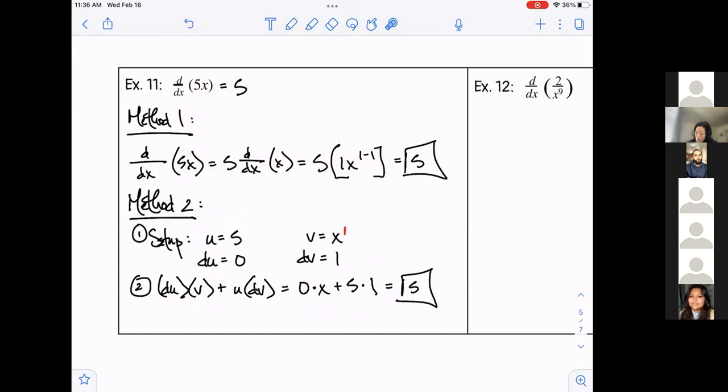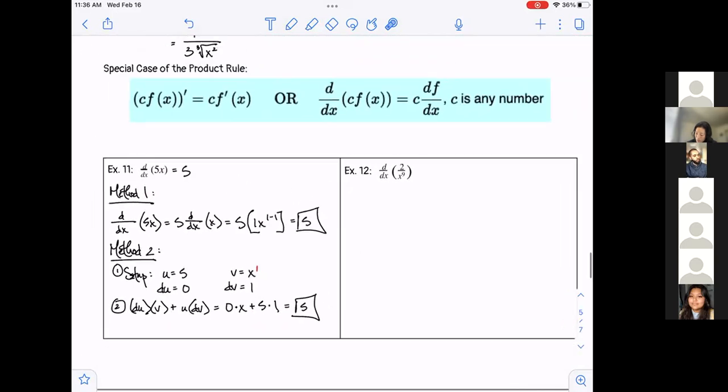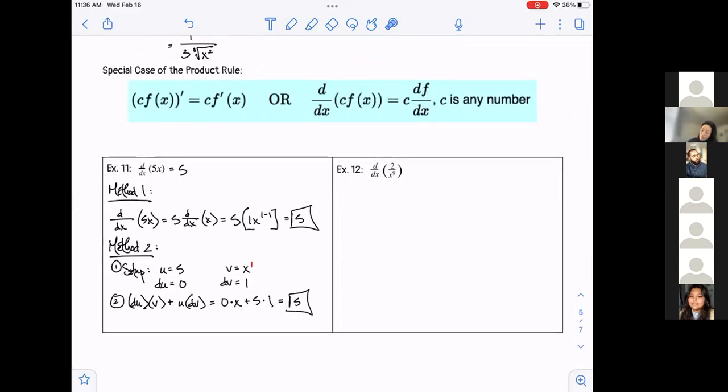So the way we say this mathematically is if you have a constant times a function, like 5x, and you want to take the derivative, you bring the 5 out to the front, and then you take the derivative of the rest.